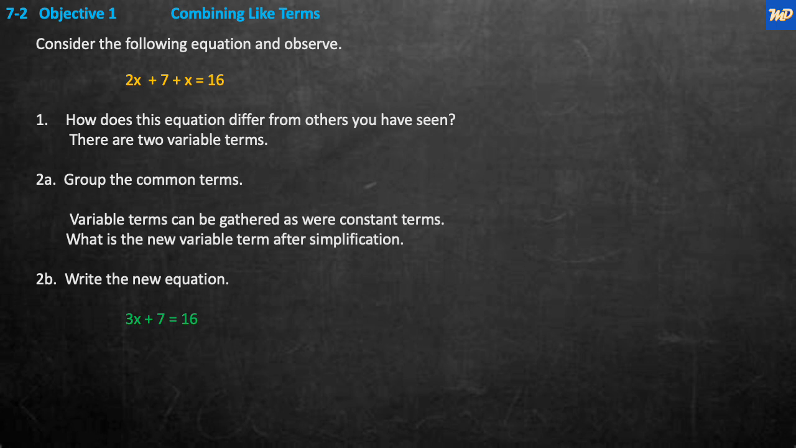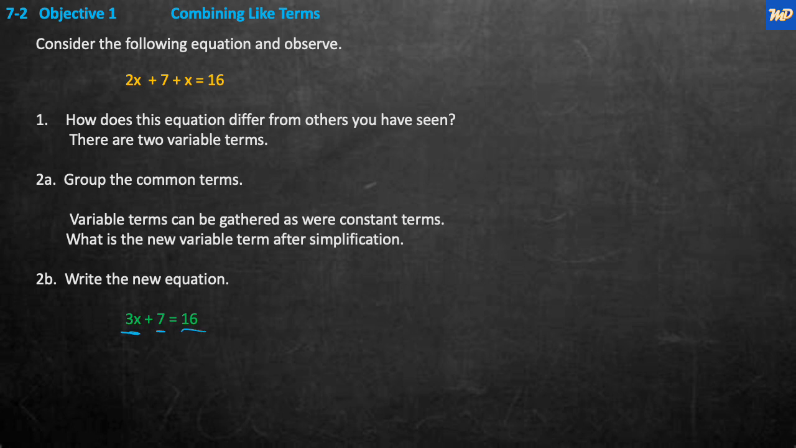So what is it? So we started off with 2x plus 7 plus x equals 16. Well, if we combine the variable terms, we're going to get 2x plus x is 3x. So as you see down here at the bottom, we have 3x. The plus 7 at this point is going to stay because we haven't done anything with it. They haven't asked us to move it yet. And the 16 remains the same.